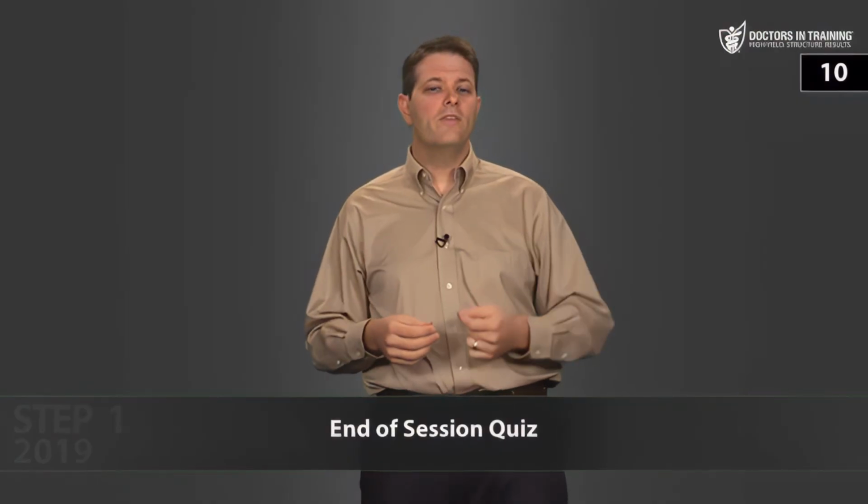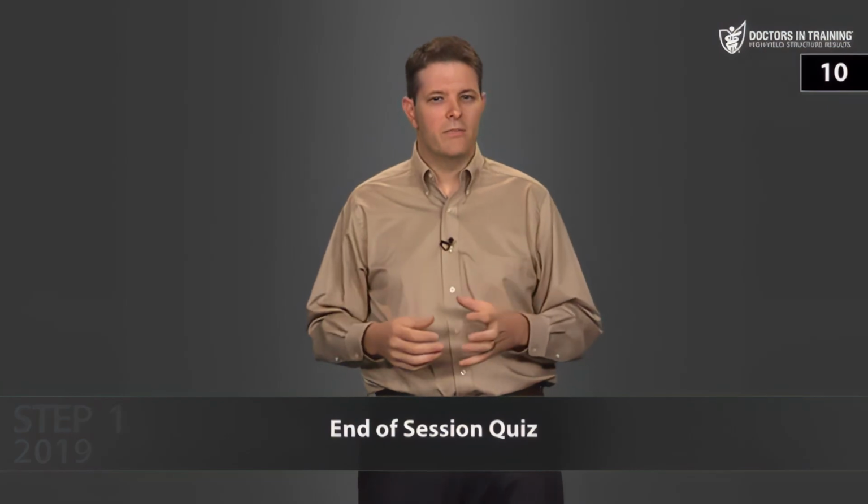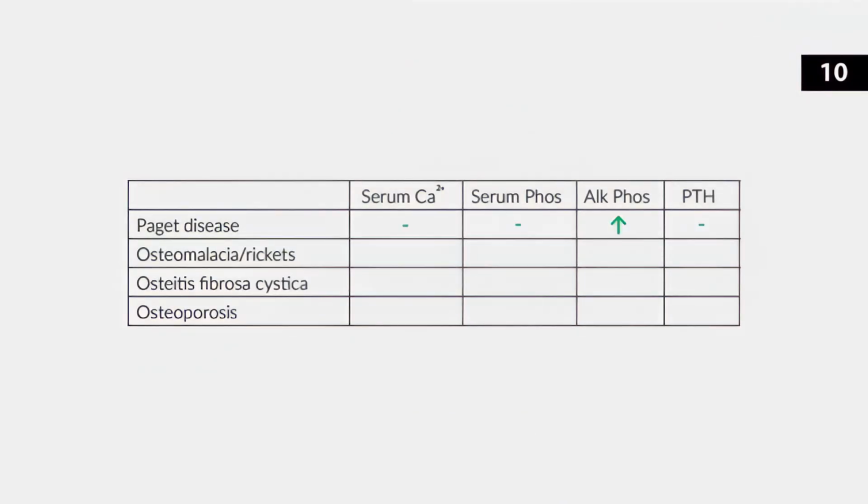Next, fill in the following table. Again, you need to know these. So first we have Paget disease. In Paget disease, alk phos will be elevated, but PTH is normal. That means calcium and phos are going to be normal. Osteomalacia and rickets, you can have low vitamin D that results in low serum calcium, which causes elevated PTH, which is going to trash your phosphates.